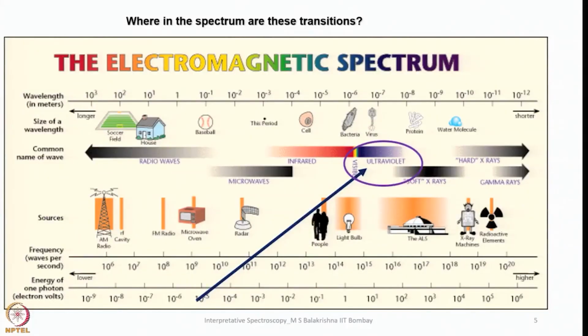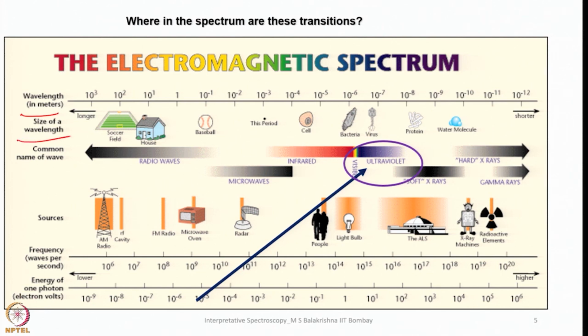So now with this, let me start the discussion on UV visible spectroscopy. Here I have shown the electromagnetic spectrum, and a lot of information is there. You can see the wavelength in meters is given here. The size of wavelength is also given.